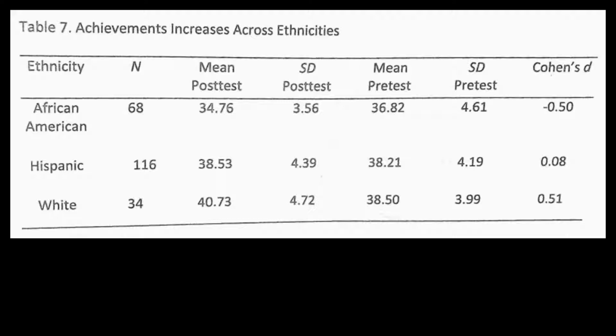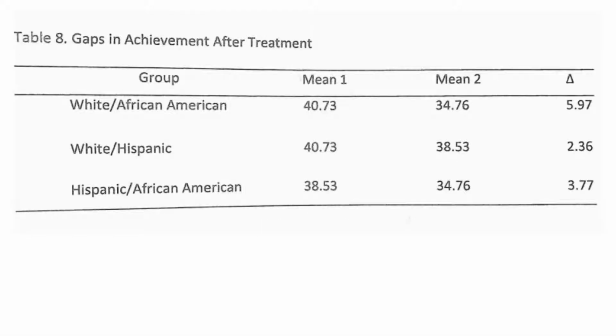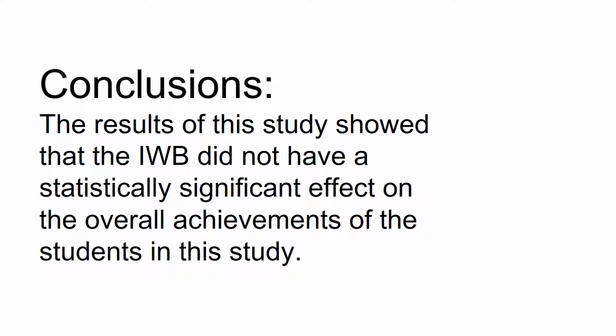Okay, and then it also breaks it down the results from the difference between a white and African American, a white and a Hispanic and African American. And if you notice, the standard deviation over on the very far right is larger for the white, between the white and the African American. The other two are smaller. So, with that said, the results showed that there was not a statistically significant effect by using the interactive whiteboard instruction with the overall achievement of the students.